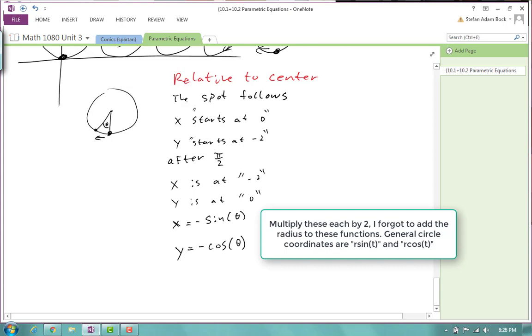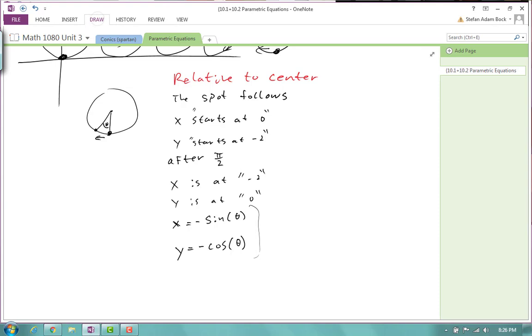Now you notice here I did not include any information about the rate at which theta is changing. So technically this problem will be described in terms of how many revolutions have occurred for my x and y coordinates. So these are my x and y coordinates relative to the center.